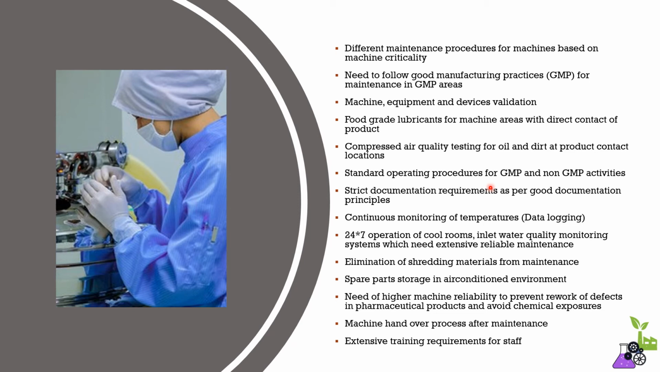Next one, 24/7 operation of cool rooms and inlet water quality monitoring systems, which need extensive, reliable maintenance. So cool rooms are where materials are stored. Those materials need to remain at very low temperatures, so in such areas, they need to operate 24/7. In case the machines which provide air conditioning fail, they may have to dispose of the whole amount of raw materials. In such cases, machine reliability is quite important, otherwise it will cause huge loss due to disposal of raw materials.